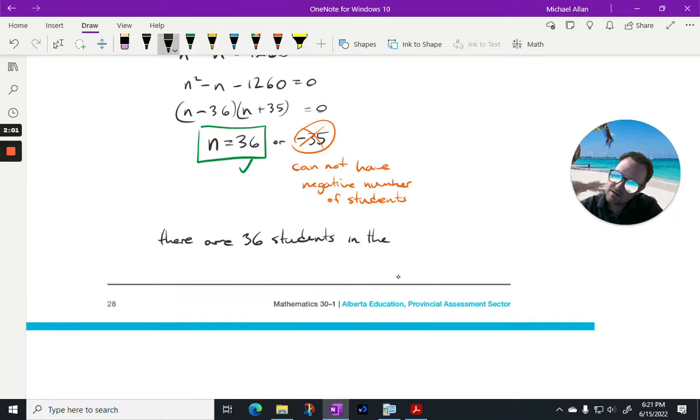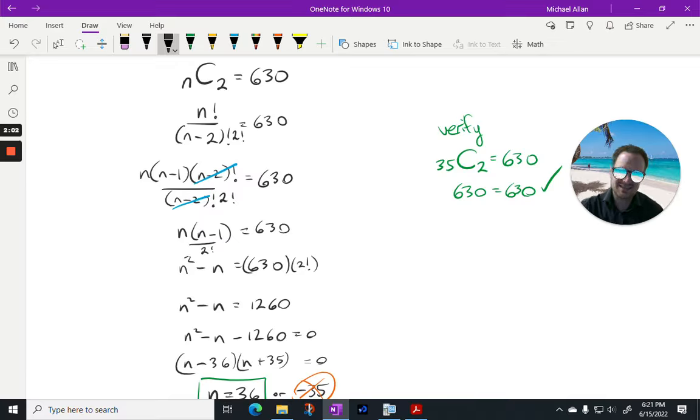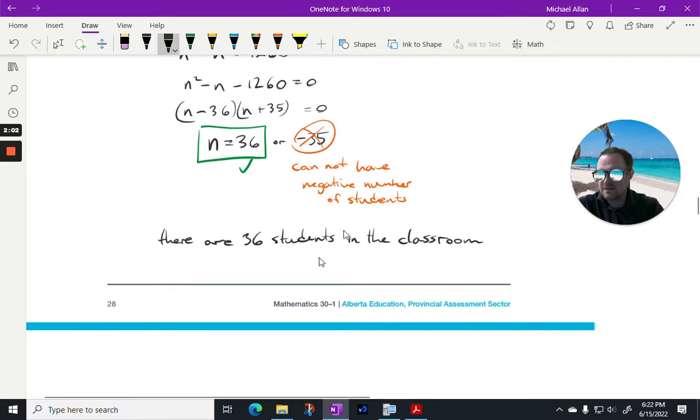in the classroom. You know, I actually didn't verify it. I should actually do it. I just said I did, but I used 35 rather than 36. So it would be 36 here. 36 C2. Ah, there we go. 630. Type it into my calculator. Use 36. 36 students in the classroom.